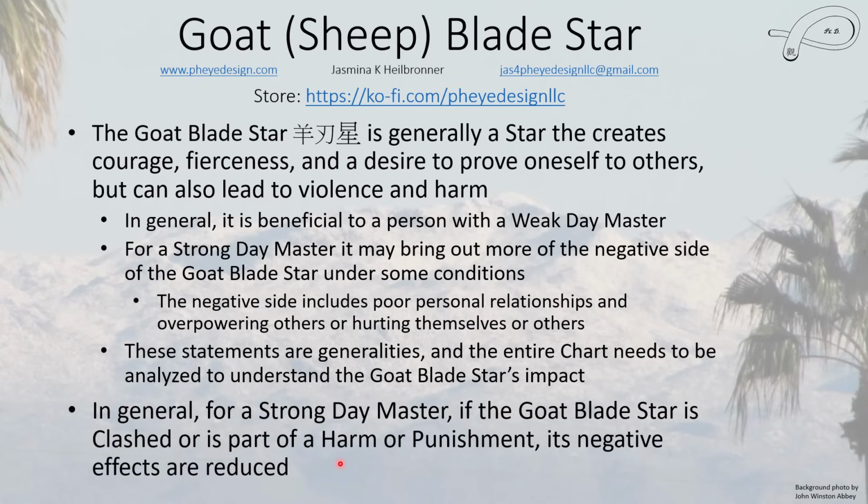Now, in general, for a strong day master, if the goat blade star is clashed, that is the branch has a clash animal in the chart, or is part of a harm or a punishment, its negative effects are reduced. So this is one of the things that the seasoned practitioners will look at to see whether or not this is going to be terribly negative. So in this case, a clash is good. And it keeps a person with the goat blade star from being overly aggressive.